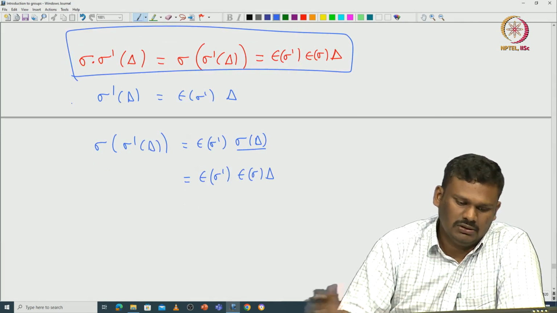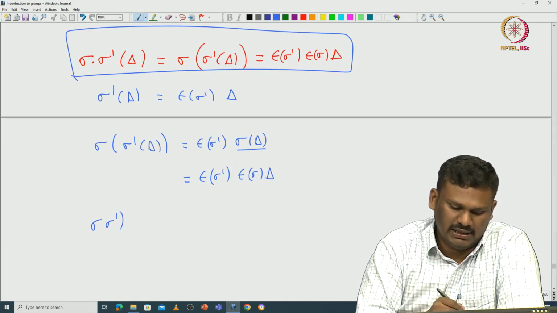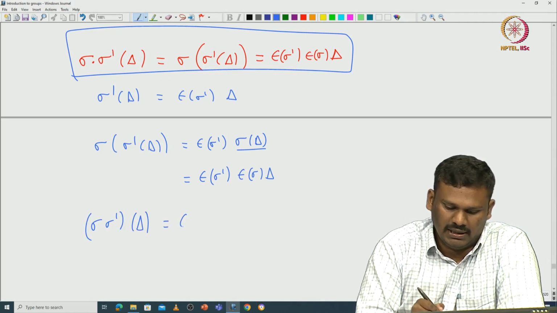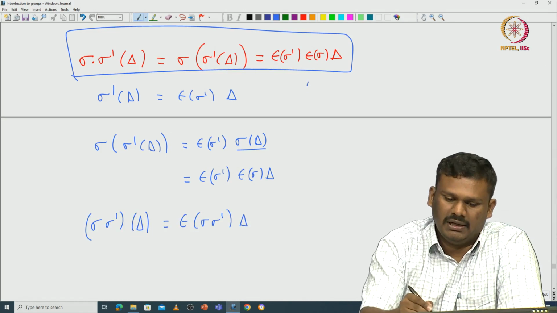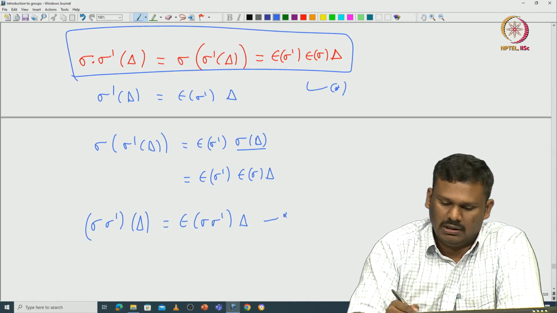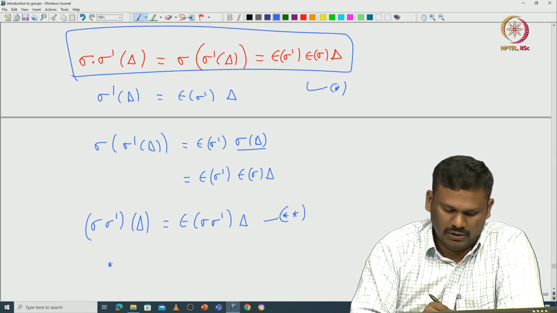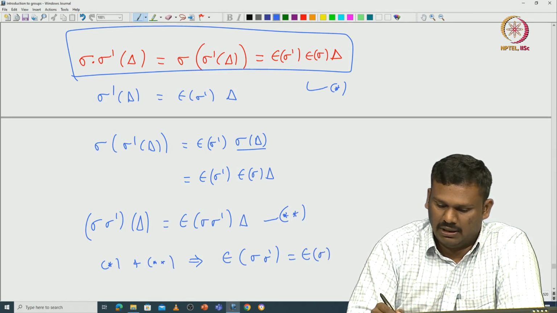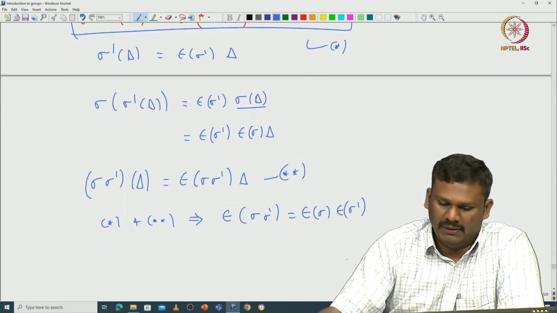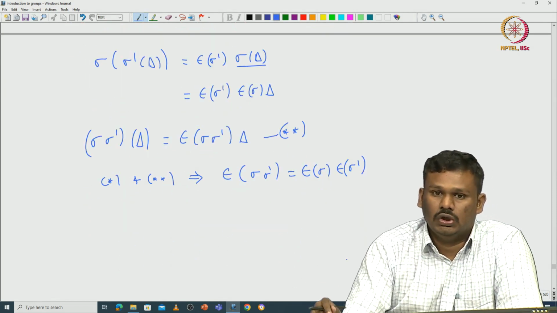But from the definition, sigma sigma dash delta is nothing but epsilon of sigma sigma dash times delta. Combining the star and the double star, we can see that epsilon of sigma sigma dash is the same as epsilon of sigma times epsilon of sigma dash. That means this epsilon is indeed a group homomorphism.